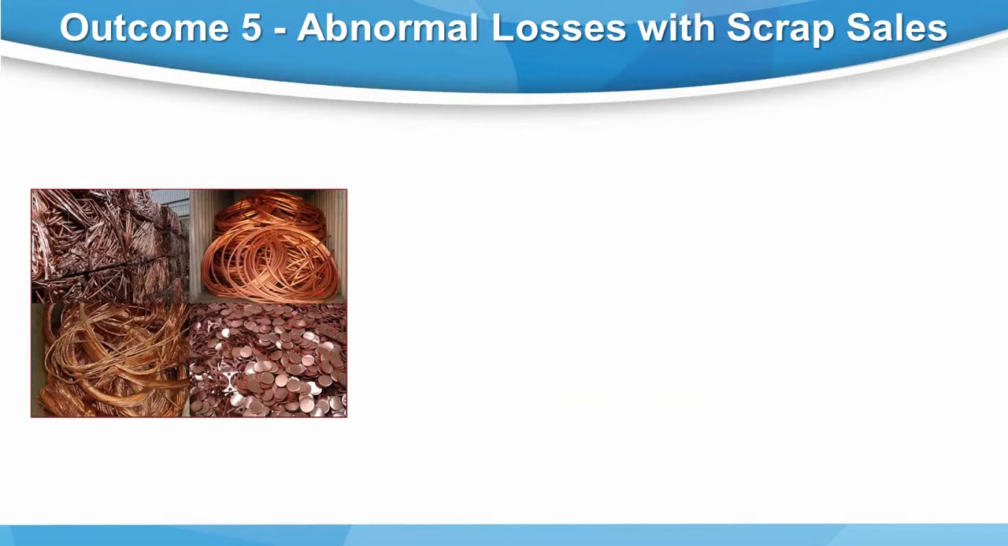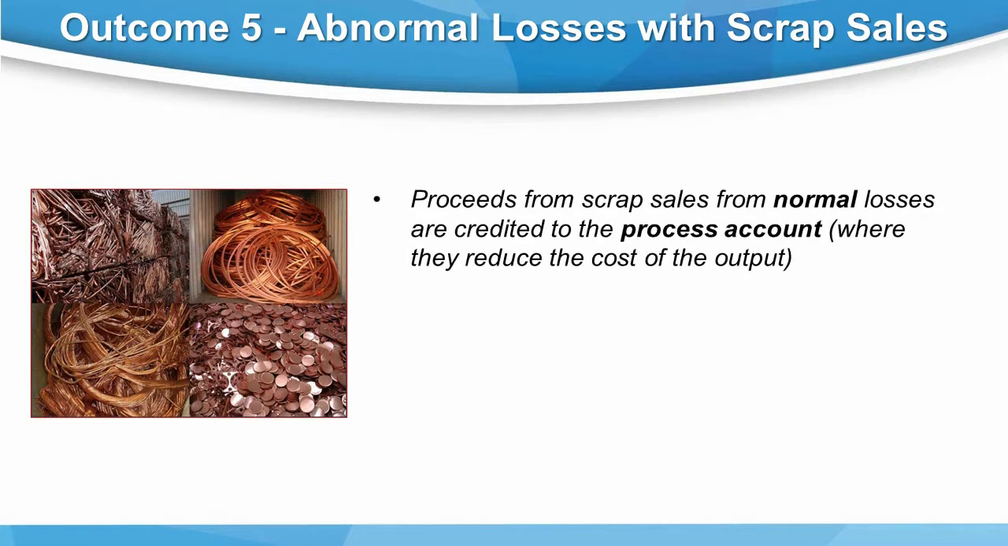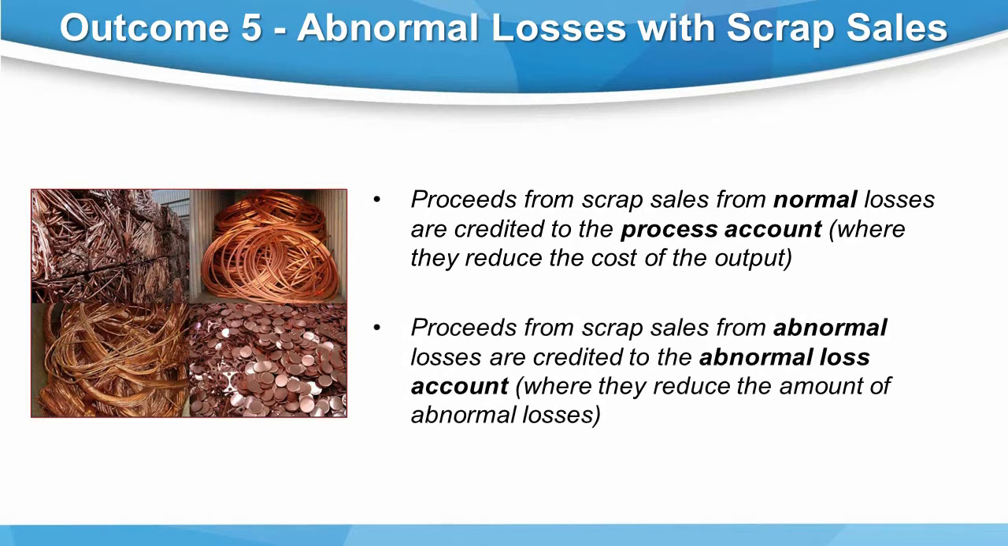If scrap can be sold, then it may be that any abnormal losses can also be sold, in addition to the normal losses. If this is the case, the proceeds from selling the scrap are dealt with differently. The normal loss proceeds are dealt with as before, being credited to the process account. However, the proceeds from the sale of the abnormal losses are not credited to this account in the same way. Instead, they will be credited to the abnormal loss account.